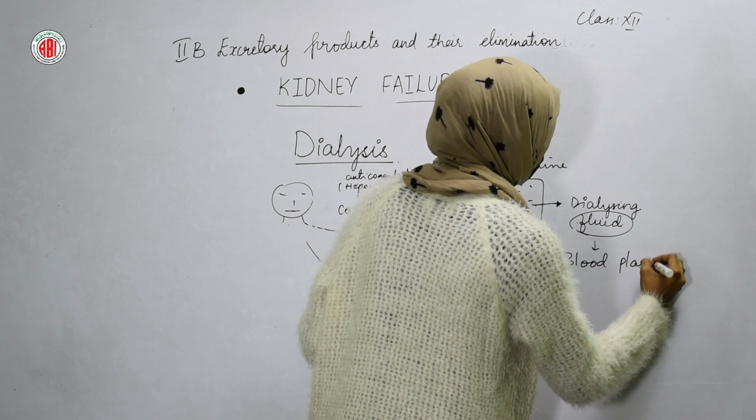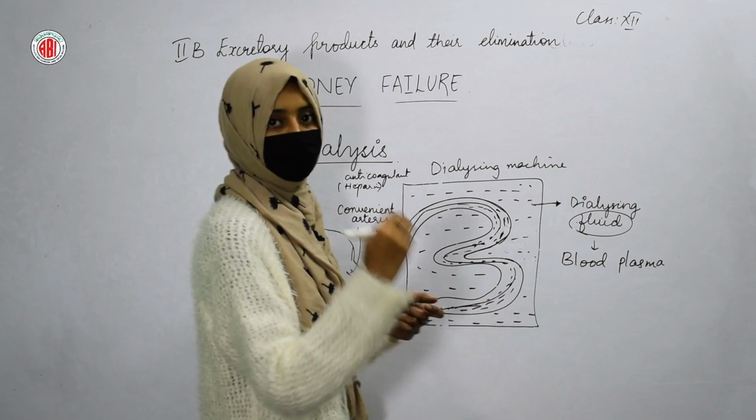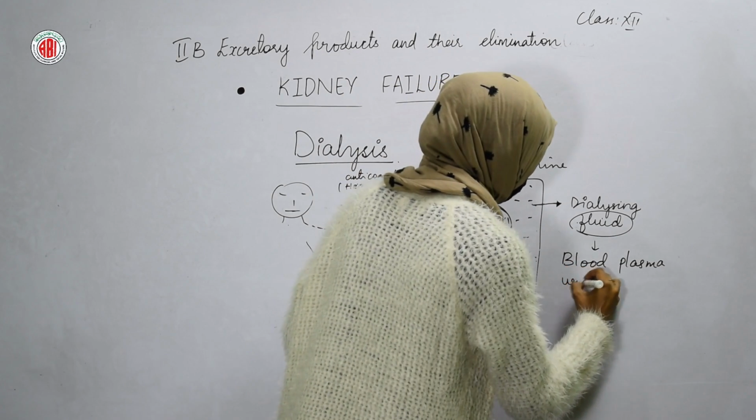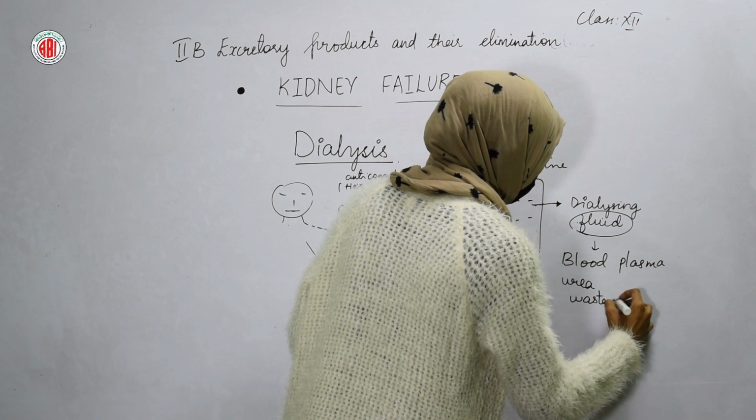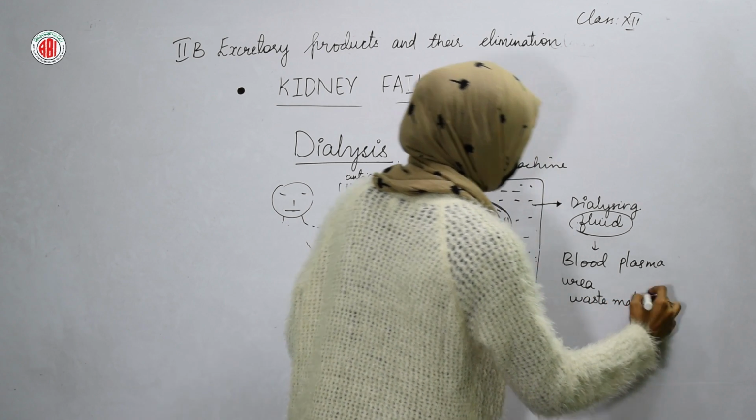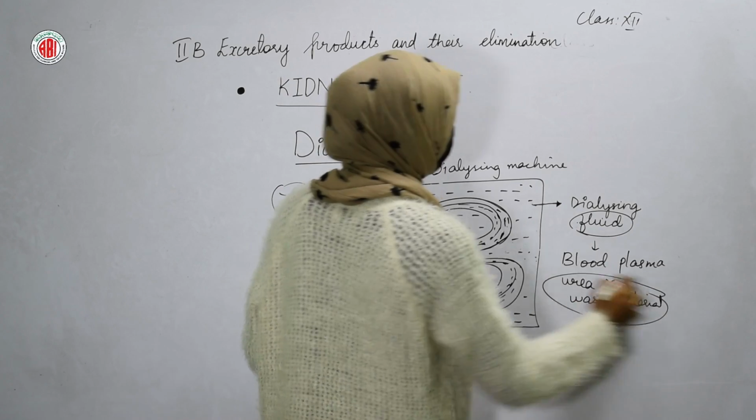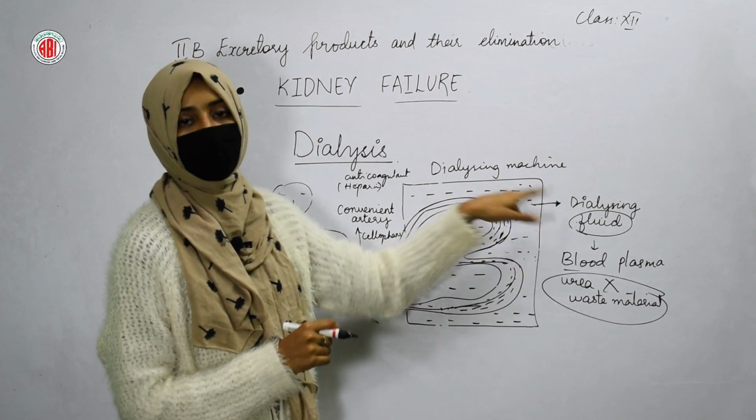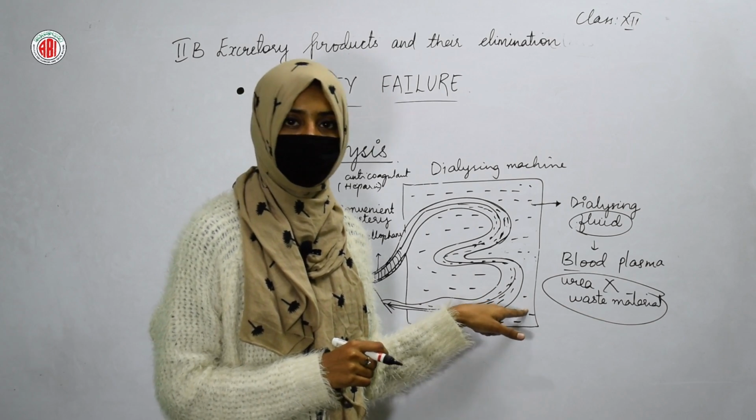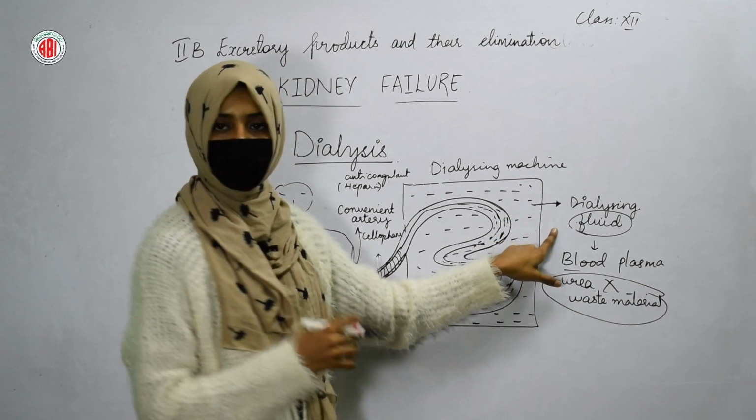It is exactly like our blood, but the difference is it doesn't contain any waste material like urea or potassium ions. There will be no waste material or urea present in this blood. So the blood which is present in the dialysing fluid will be free of waste material. So this is our dialysing fluid.